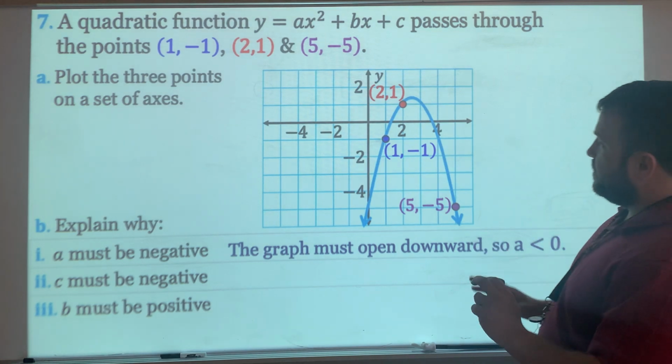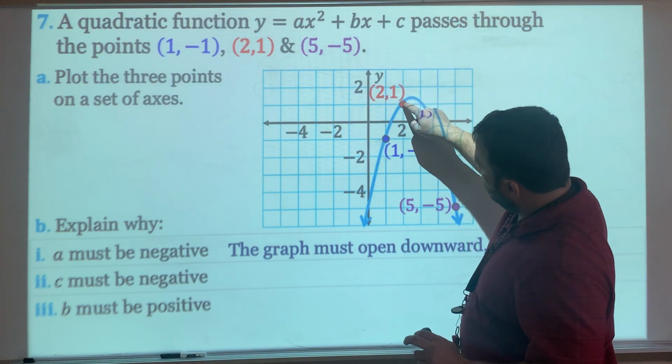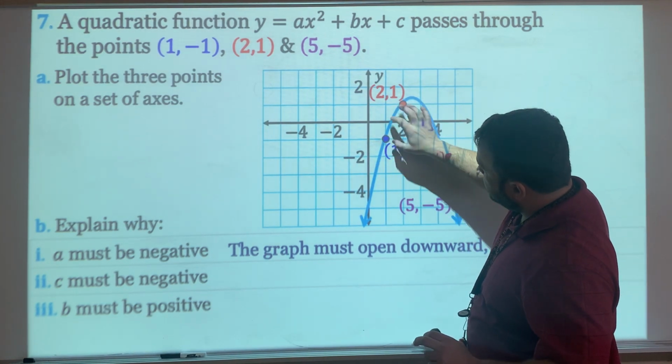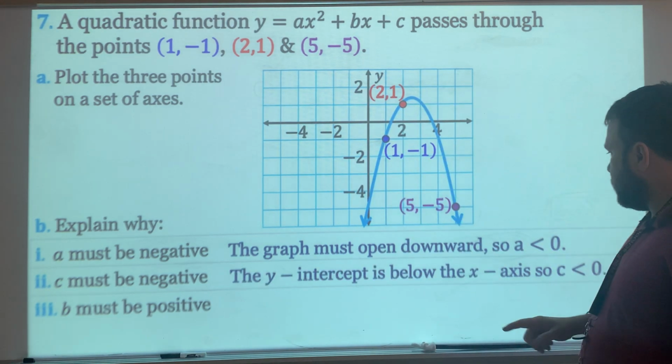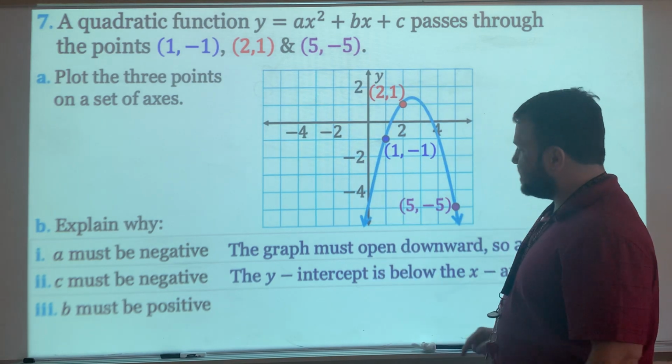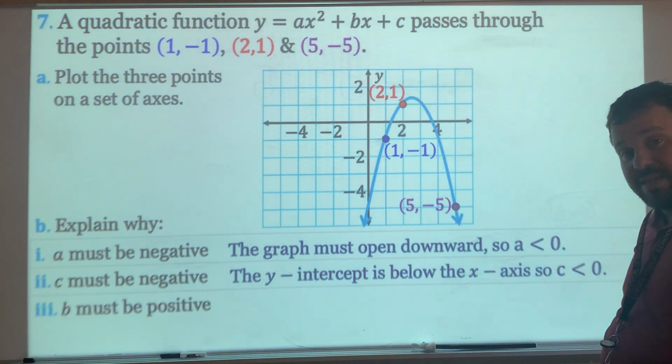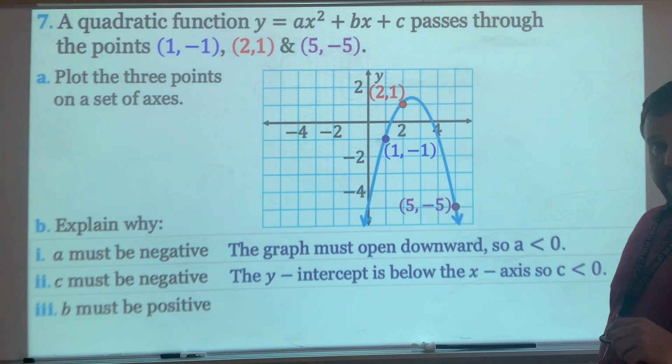Now, why must C be negative? Well, look at it. C is your y-intercept. The y-intercept is somewhere below the x-axis. Therefore, C has to be less than 0. Therefore, it must be negative.